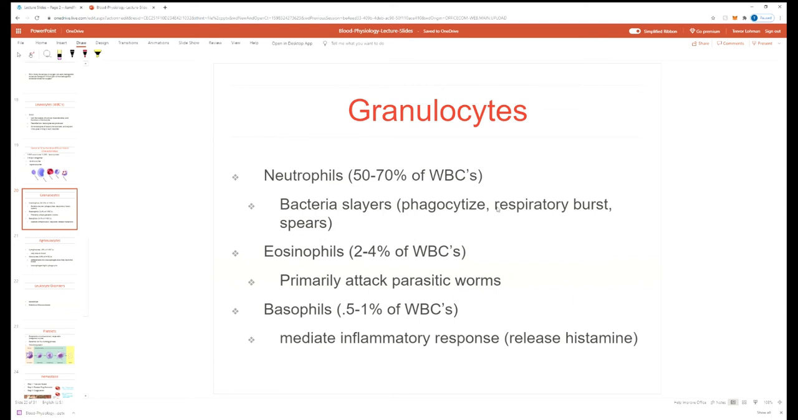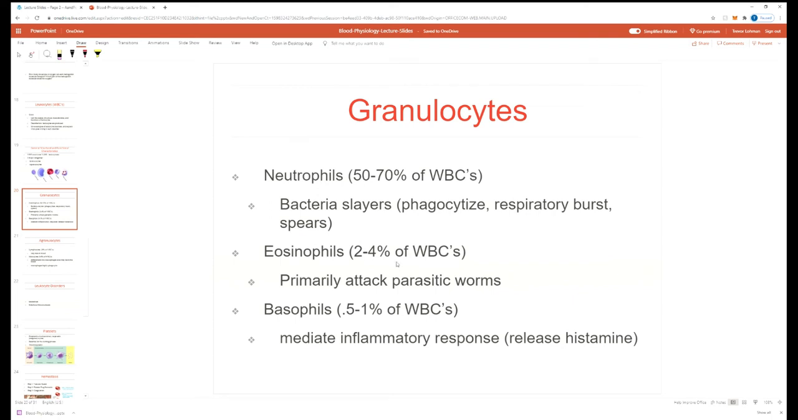They can also do something called a respiratory burst, which is they basically release acid into the area where the bacteria are, so they can actually kill bacteria without phagocytizing them. And this is where it gets pretty metal, if you ask me: they have spears. They have actual spears that they poke holes into the bacteria with, so that the bacteria die. So if you have bacteria, the neutrophils are going to handle that.